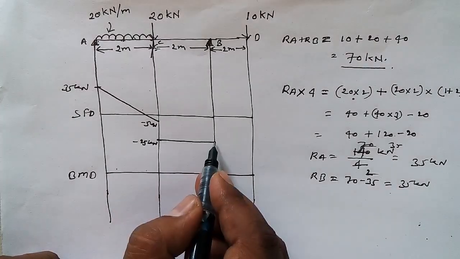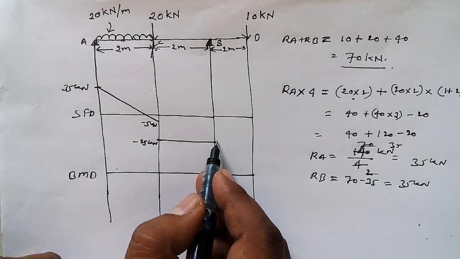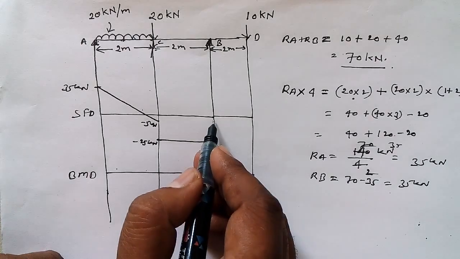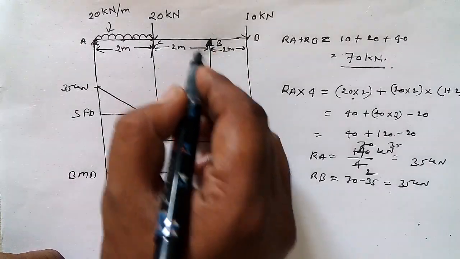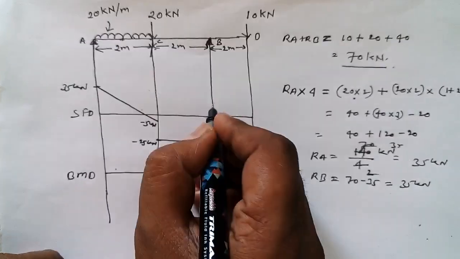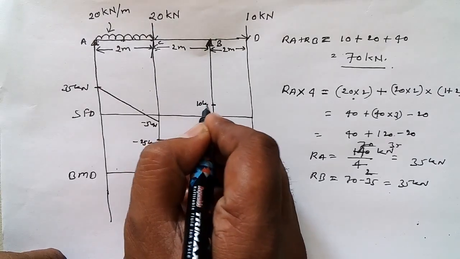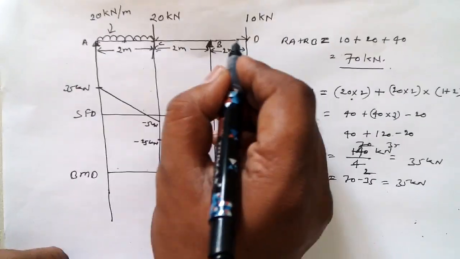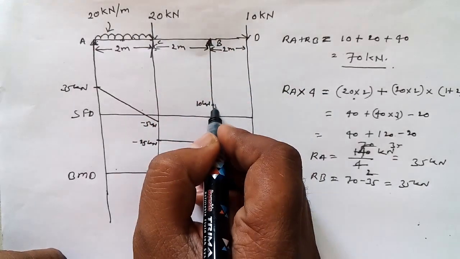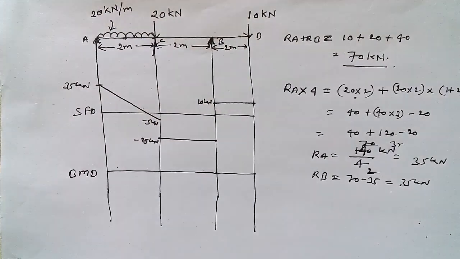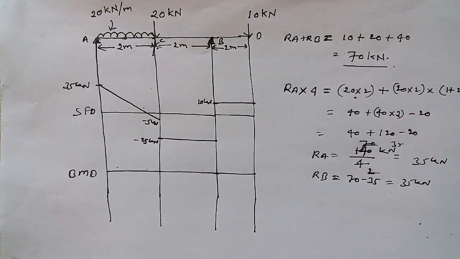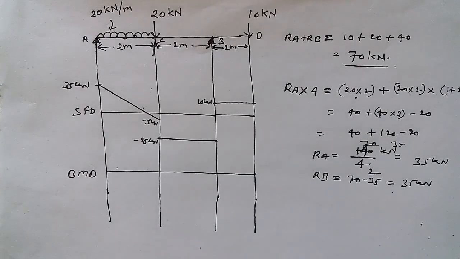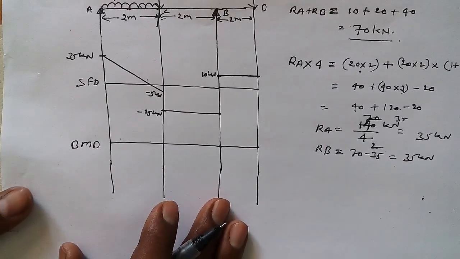Again, because minus 25 is here, that's why we are having a reaction force of 35 here, so we need to add here, and therefore here 10 kilonewton. Now we don't have any load over here, that's why it will be a straight line. Okay, I hope you understand how I am able to draw these lines. Now let's move to the next step.